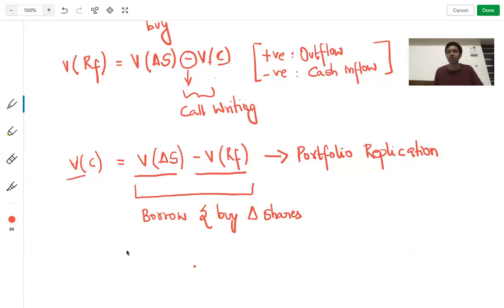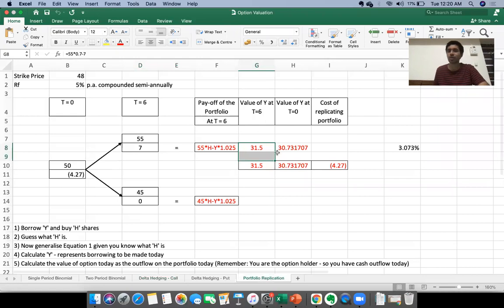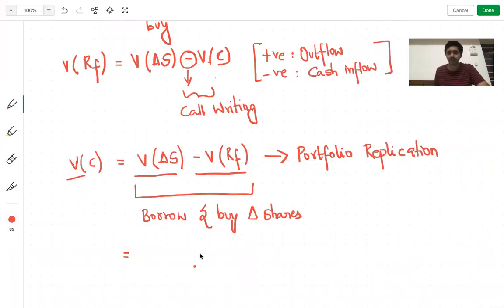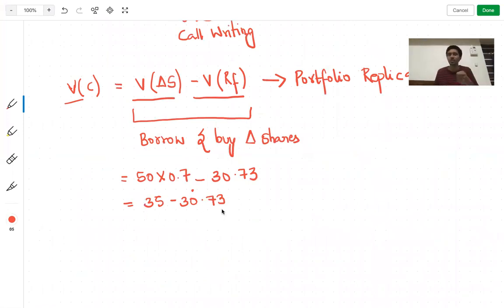So when you buy delta shares, suppose you incur a higher amount. Let us take the values that we actually have over here. Under the portfolio replication approach, you borrow a sum of 30.73. So 30.73 was your cash inflow, whereas the value of delta shares was 50 into 0.7, which is 35, minus 30.73, right? So the amount that you're receiving on borrowing is actually less than the amount that you're paying for buying delta shares. This is equal to, we got it as 4.27.